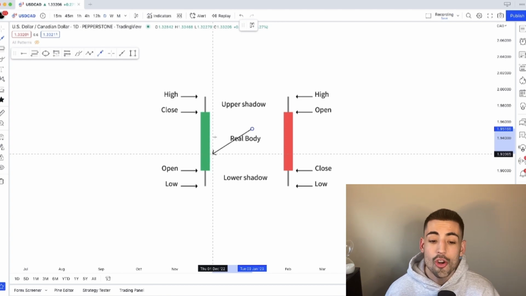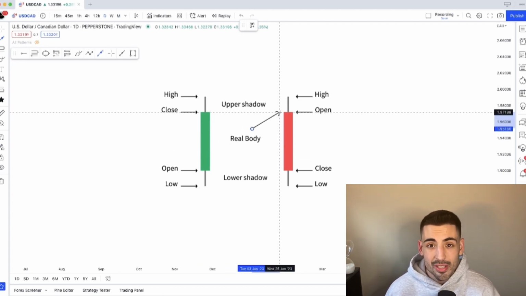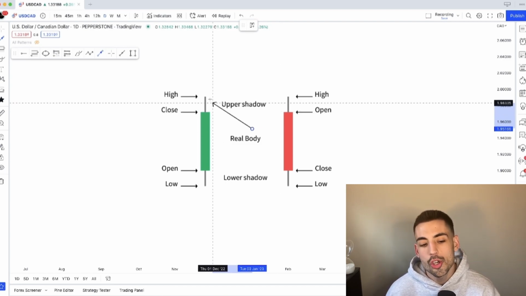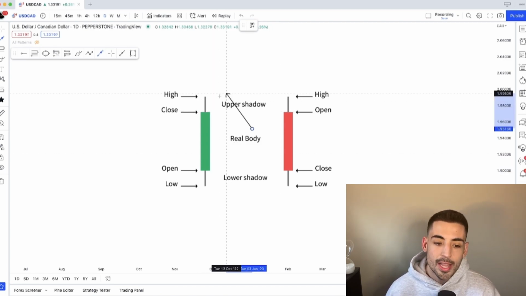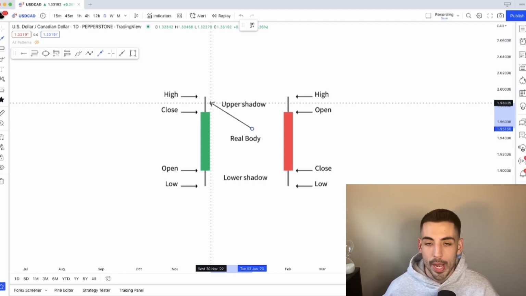So if we look at the anatomy very quickly, we can see that the filled portion of these candles are known as the real body. And this is just the difference between the open and closed price. Now we can see that there's portions of the candle that are not filled. And this is known as the shadow or wicks. Most traders refer to these as the wicks, but they could be referred to as shadows as well.